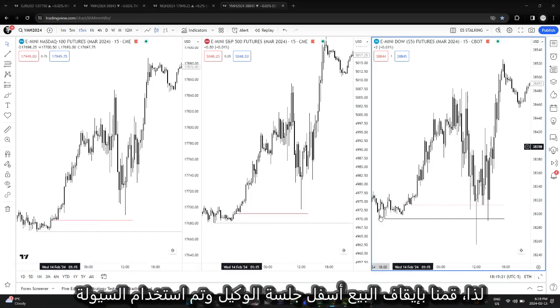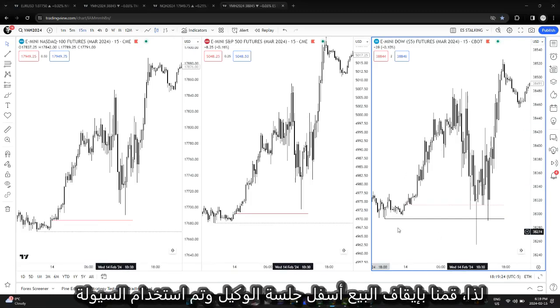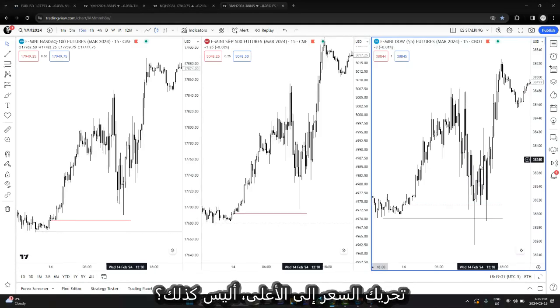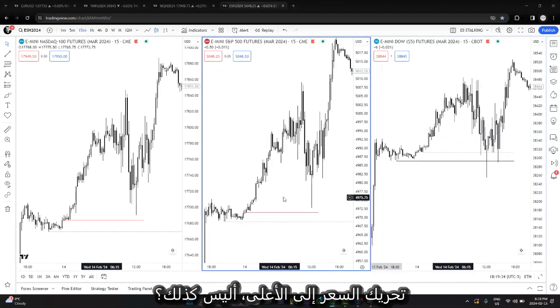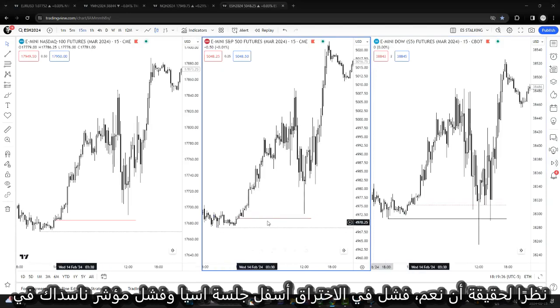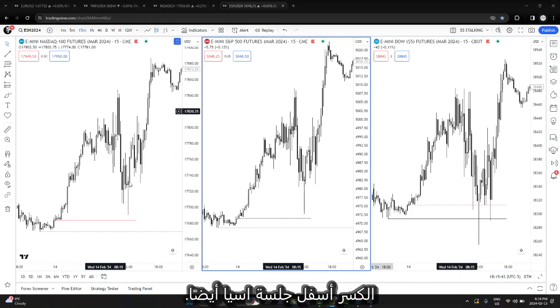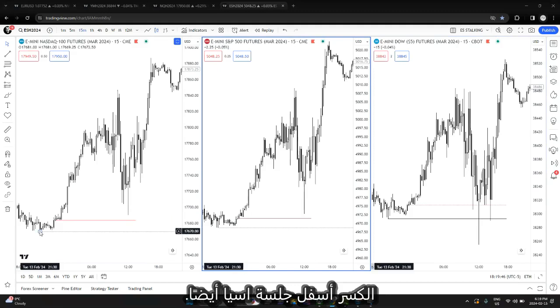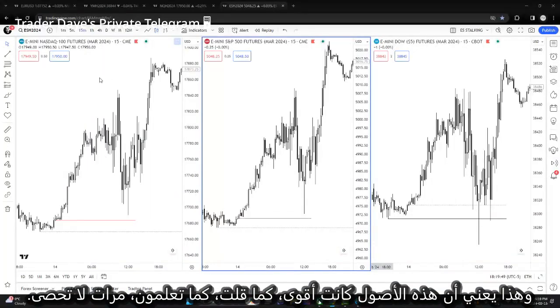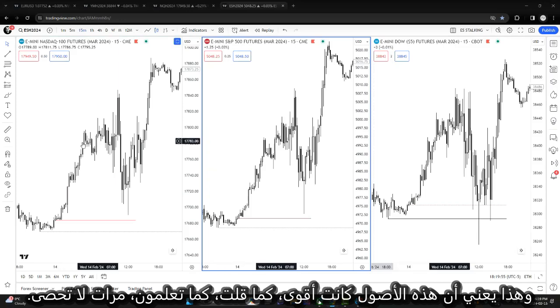Right? So we had the sell stops beneath the Asian session taken, and the liquidity was used to move price upwards. Due to the fact that ES failed to break below the Asian session and the Nasdaq failed to break below the Asian session as well, this meant that these assets were stronger, as I've said countless times.